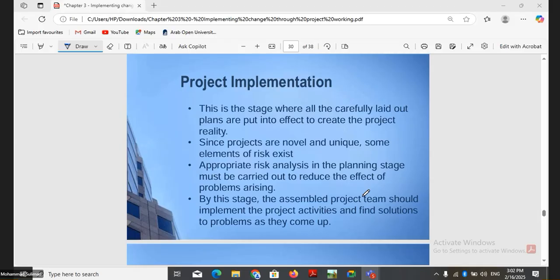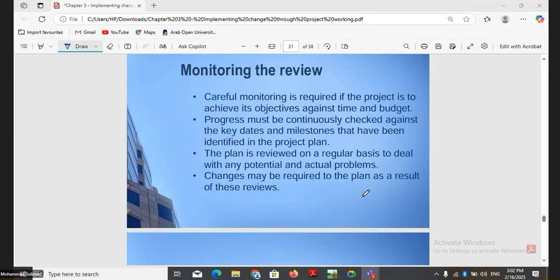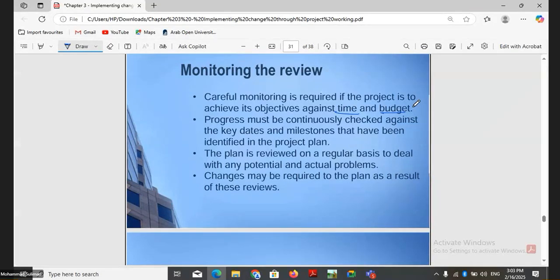So by this stage, the assembled project team should implement the whole project activities and find solutions to problems as they come up. So here all the activities must be carried out. Now during implementation, as we said, monitoring and review is very important. We do careful monitoring of the project work to see that everything is going on time and on budget. All the objectives are achieved on time and on budget.